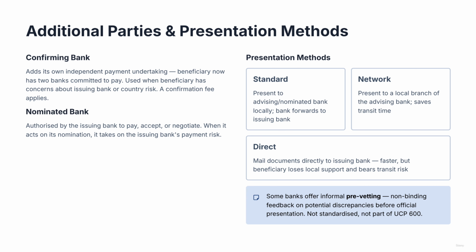In direct presentation, the beneficiary mails documents directly to the issuing bank, bypassing the advising bank entirely. This is faster in theory, but removes the local support of the advising bank, and the beneficiary bears the risk of documents being lost in transit. Not all banks offer these options. It depends on the institution.